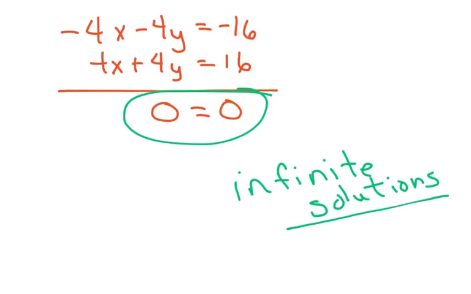Okay? And that is all. The next thing we're going to go over is the determinant and Cramer's rule.